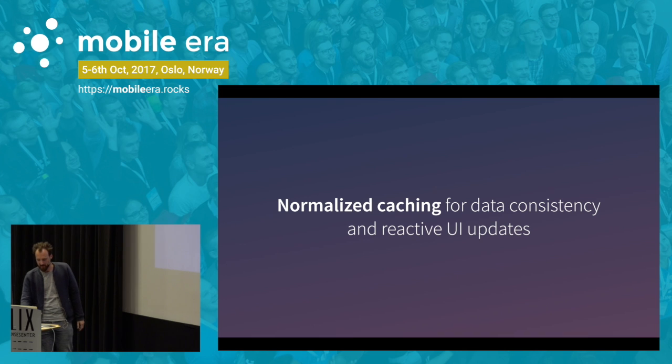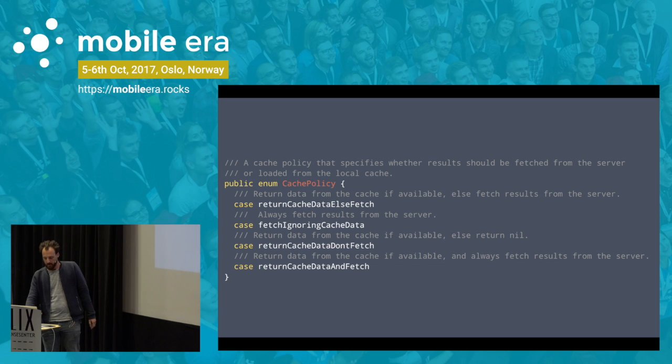Then there's the normalized caching I mentioned for data consistency and these kinds of reactive UI updates. You can specify a cache policy when you load data from the cache, when you execute a query. In some cases, you do want to show the currently cached version if it's there and you don't want to go out to the network. In some cases, you always want to go out to the network. You may want to first show the cached data and then an updated version if there have been changes.